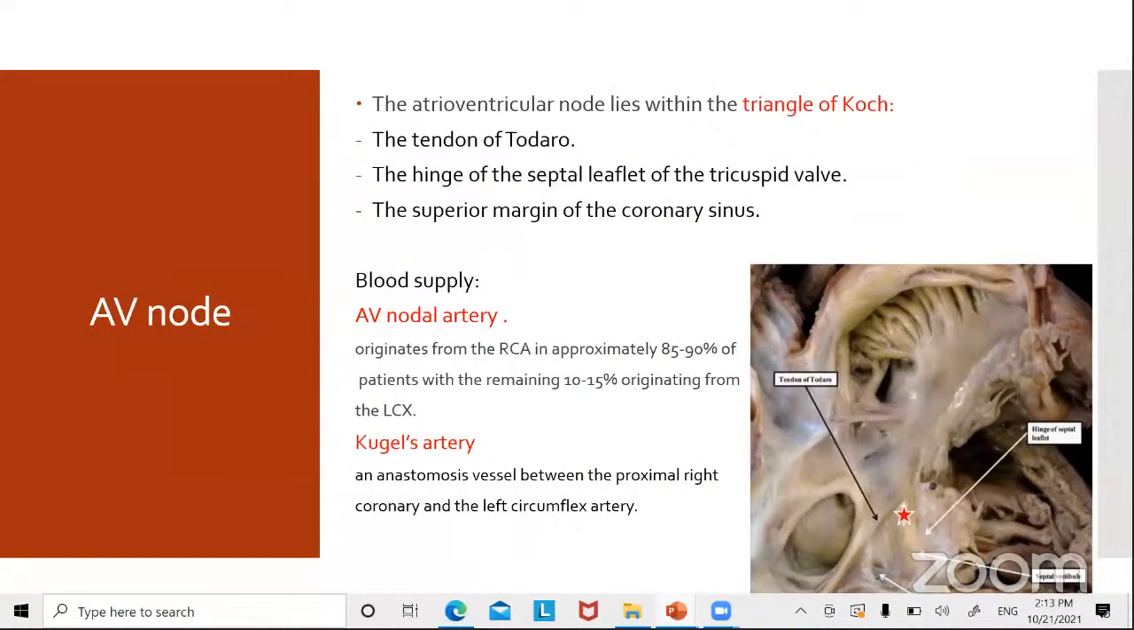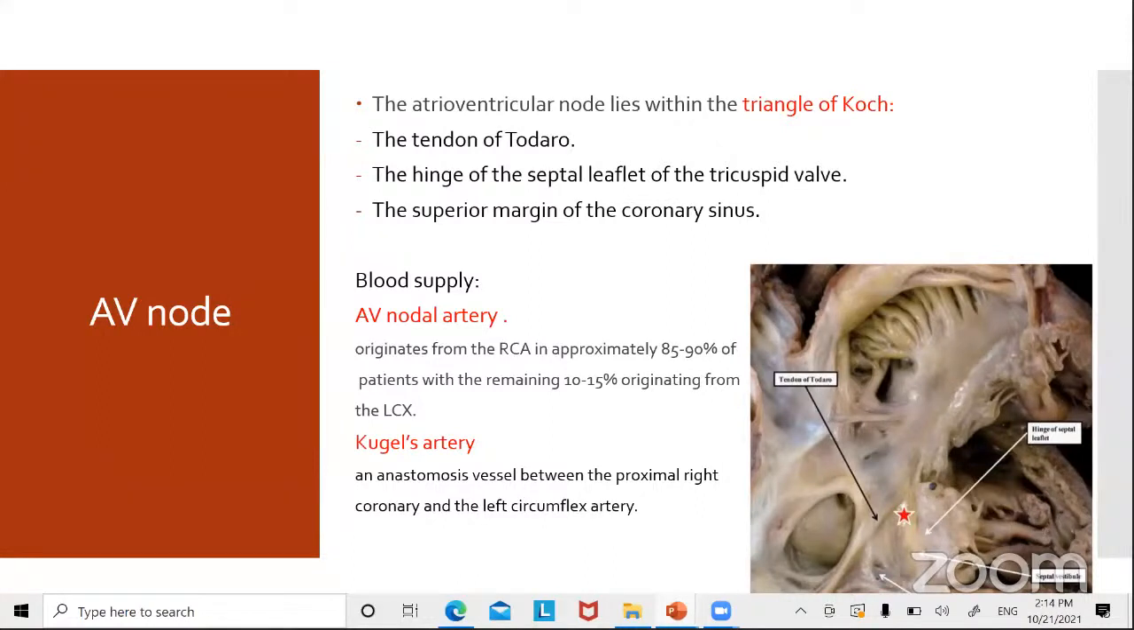The AV node lies within the triangle of Koch. The boundaries for the triangle of Koch are the tendon of Todaro, which is a fibrous structure formed by the junction of the Eustachian valve of the IVC and the Thebesian valve of the coronary sinus. The other boundary is the hinge of the septal leaflet of the tricuspid valve and the superior margin of the coronary sinus. So the AV node is located at the apex of this important anatomical area.